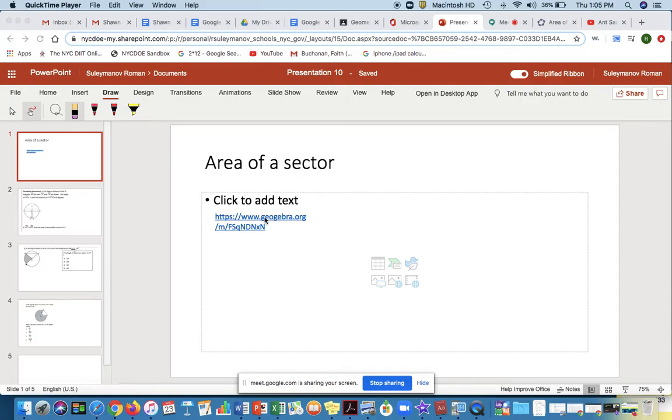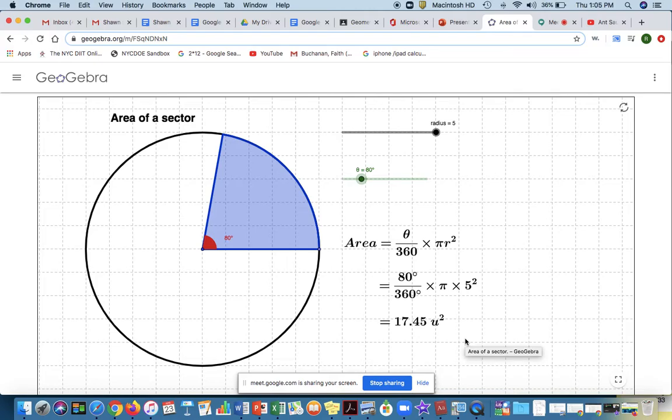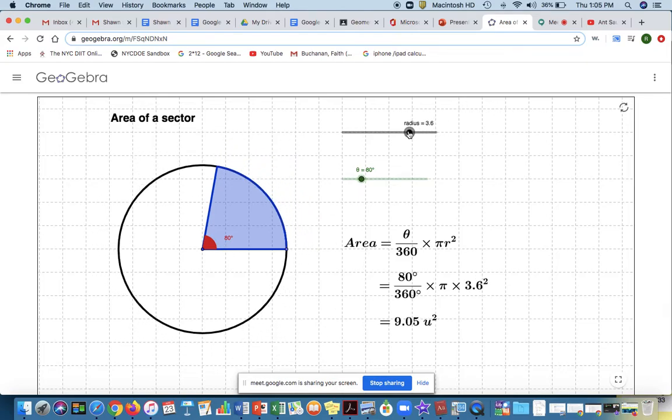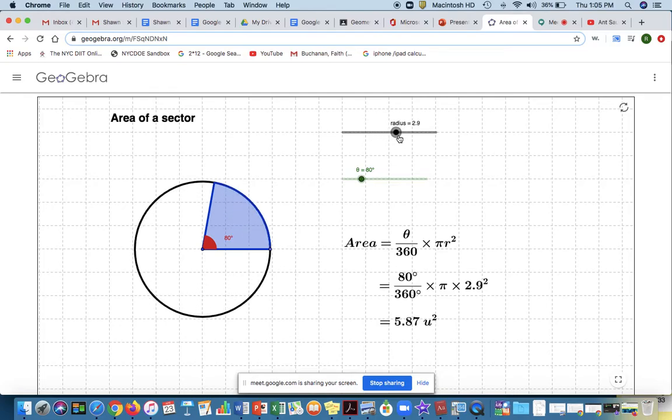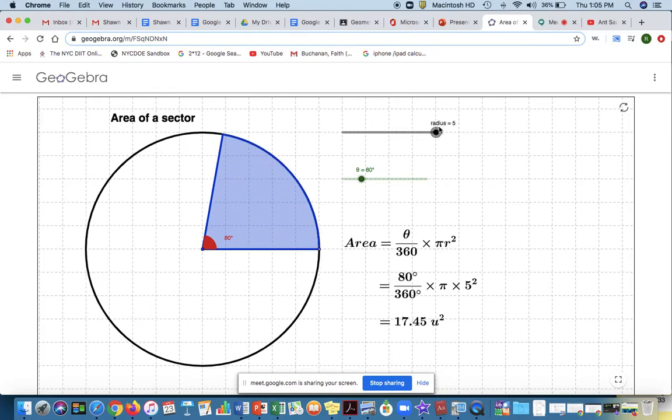Okay, we're starting. So, here's our first link, area of a sector. The area of a sector is the area of a piece of a circle. As the radius changes, the circle gets smaller or bigger, so the sector's area will be smaller or bigger. And if you want to know the piece of a circle, what you want to know is the central angle.